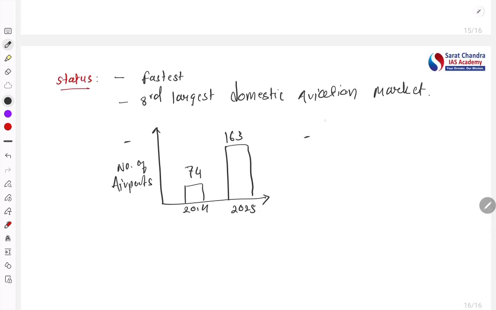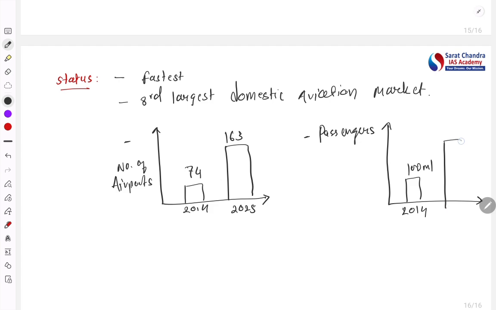Second important fact you have to remember is the passengers number. Here also we have seen the significant jump. Earlier around 100 million passengers were there in 2014 who used the aviation sector for traveling, while in 2025 it reached 350 million passengers. So that is also one of the significant jumps we have seen in terms of the impact of different initiatives taken by the government.